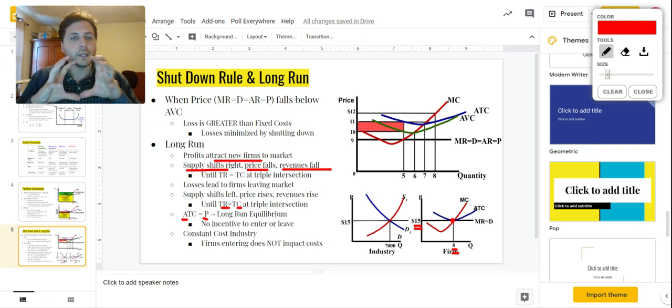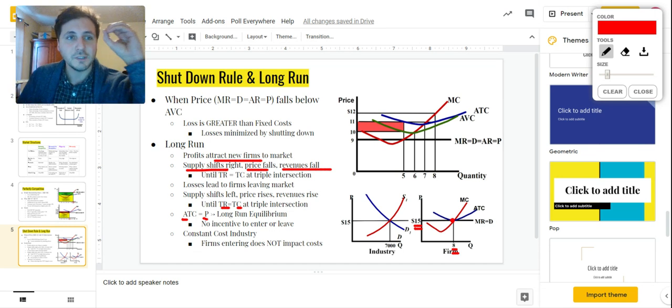This is long run equilibrium. There's no incentive for firms to enter. There's no incentive for firms to leave, right? You need profits to attract firms in. You need losses to scare firms away. If the profits and losses are 0, then there's no reason for firms to come in or firms to leave. We're at long run equilibrium. We'll stay there unless something else happens, right? Unless demand shifts right and creates profits again.